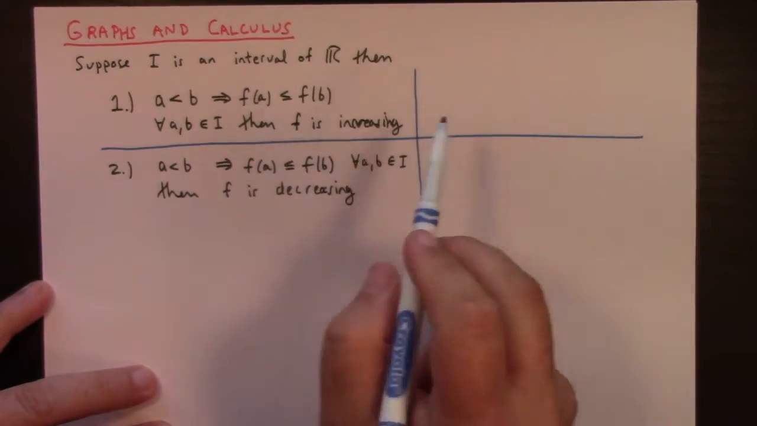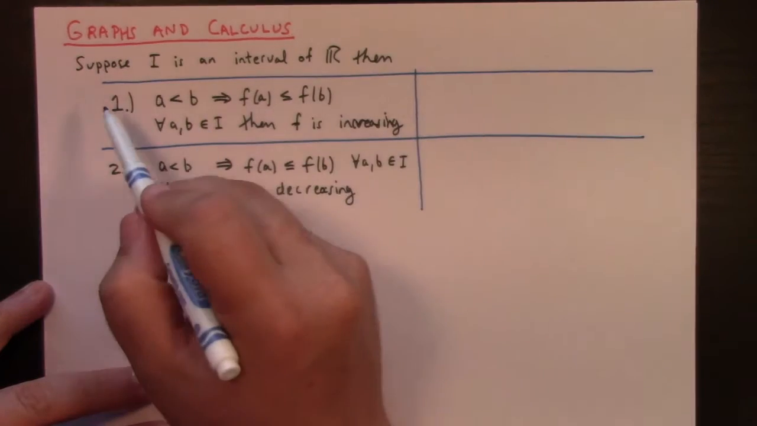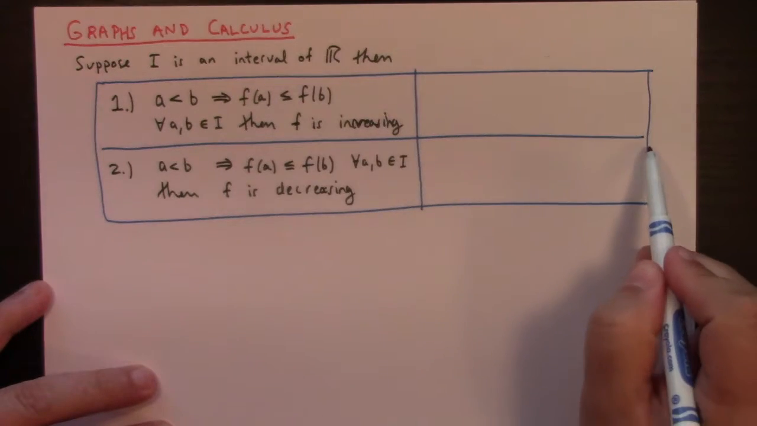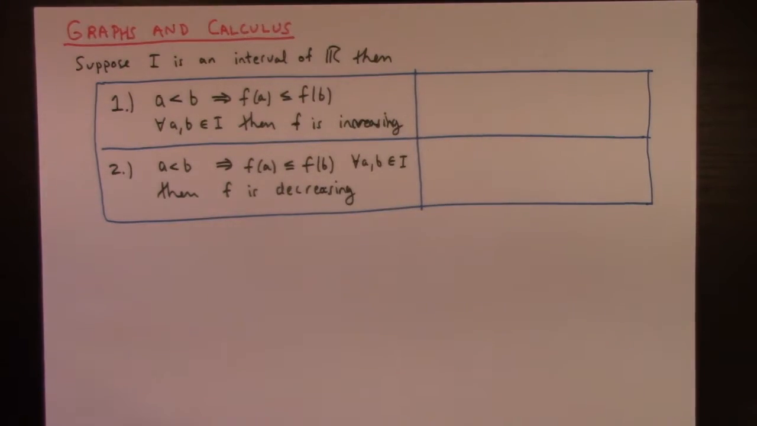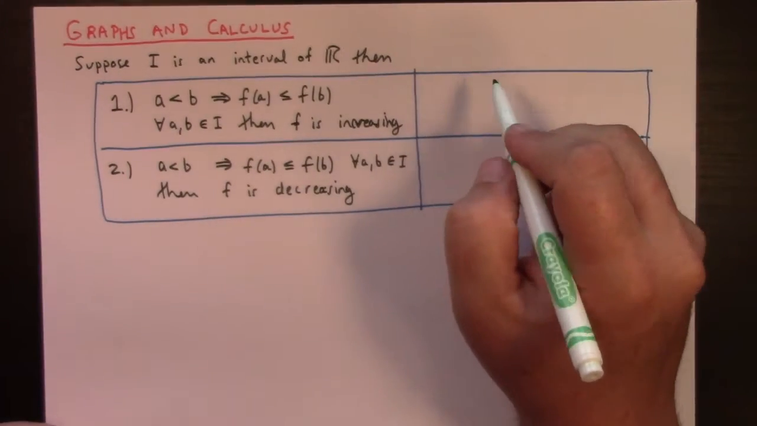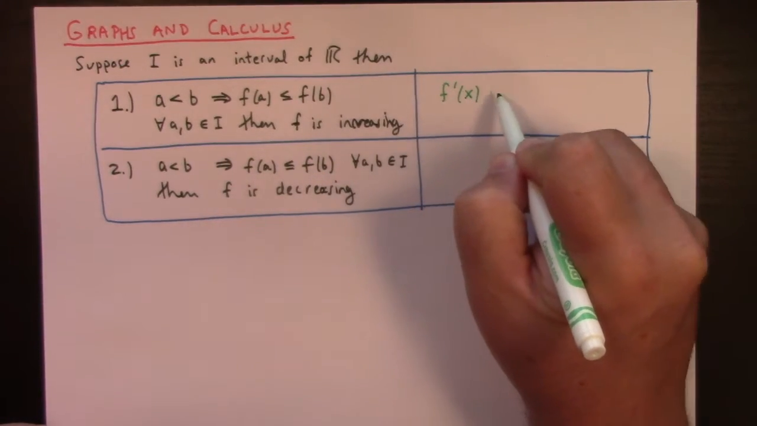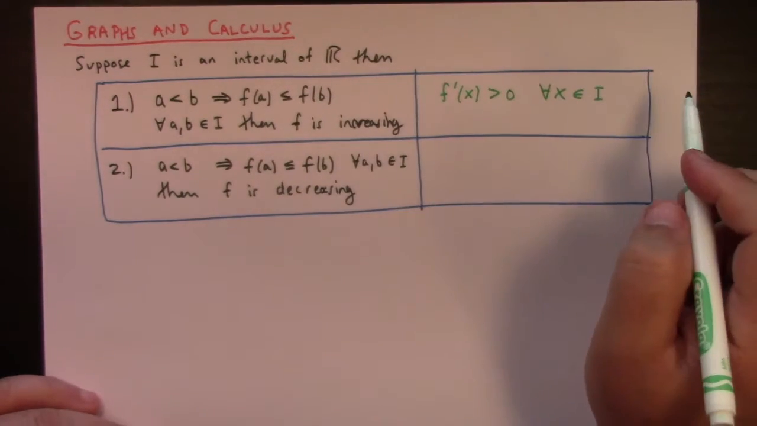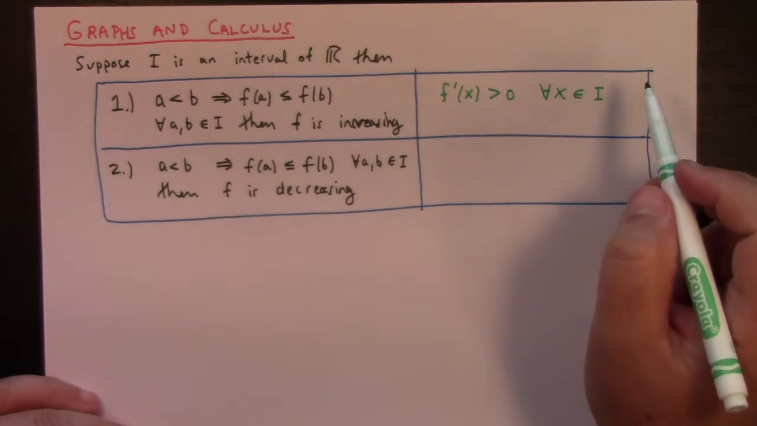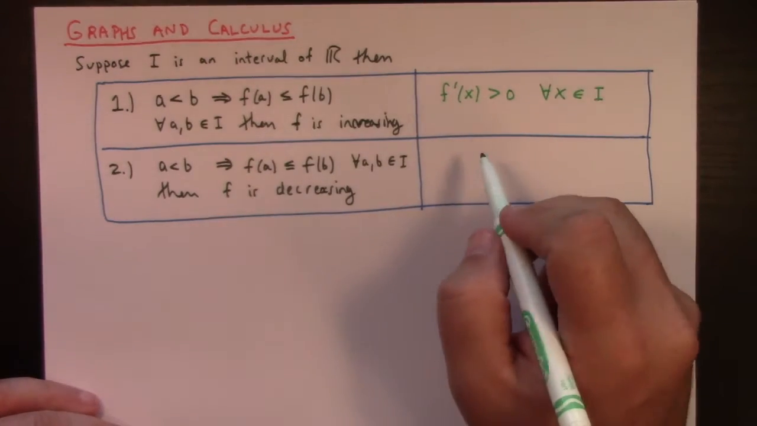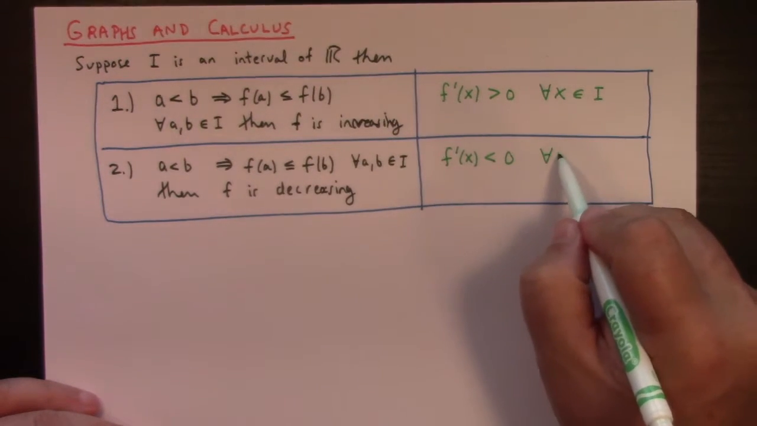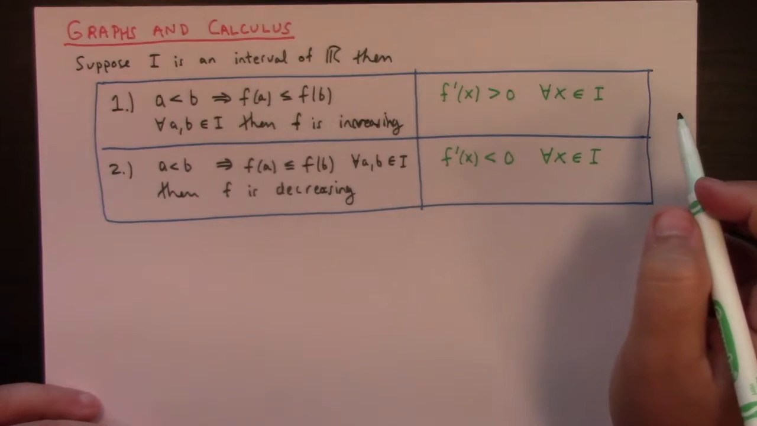So one of the things we learn in Calculus 1 is that there's a connection between increasing and decreasing and the derivative when it exists. So supposing the derivative exists, how can we capture increasing? A function is increasing if f prime of x is greater than 0 for all x in the interval. If f prime of x exists for every x in the interval and it's positive, then it's an increasing function. On the flip side, if f prime of x is less than 0 for all x in the interval, then it's a decreasing function.